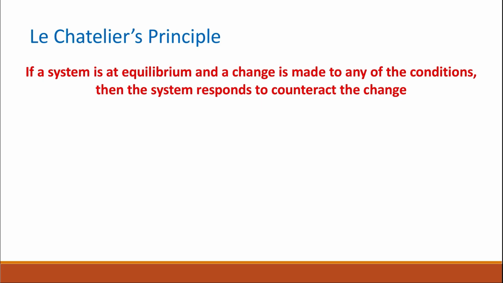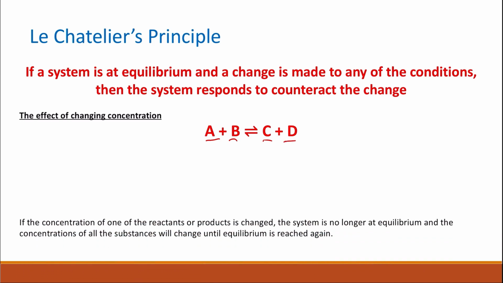So what are these changes that can affect the equilibrium of the system? The first factor that can affect the equilibrium is the concentration. If the concentration changes, then the equilibrium will also change. Let's have a look at this reversible reaction. We have two reactants, A and B, which react together to give you two products, C and D.